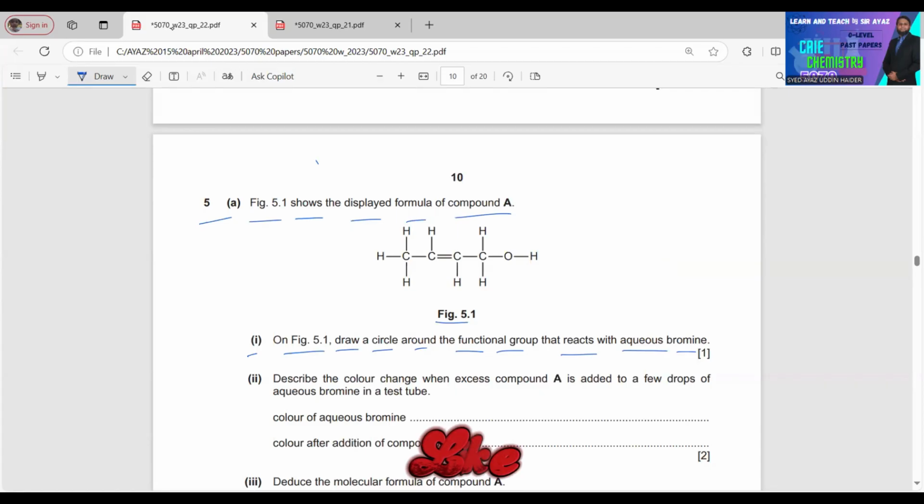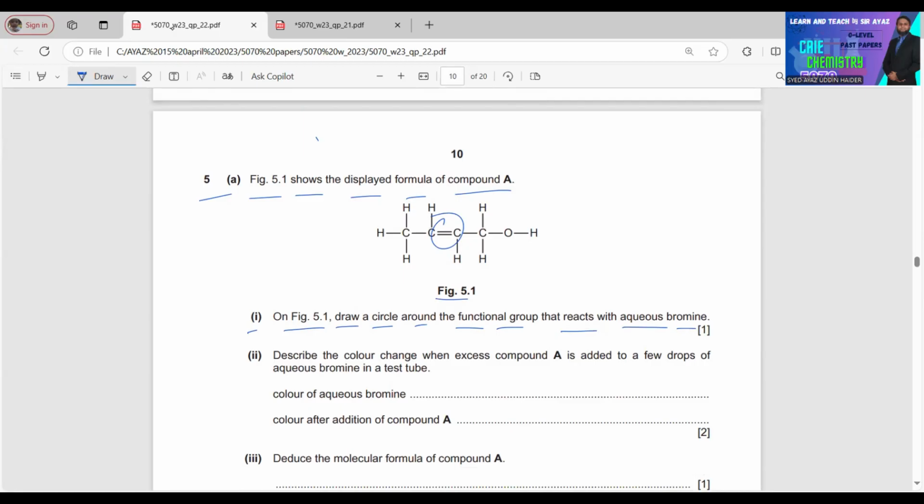They are not saying that atom substituted by bromine. They are saying just it's reacting, which means it involves addition reaction. So it must be carbon-carbon double bond. So it's a functional group that is carbon-carbon double bond that reacts with aqueous bromine.